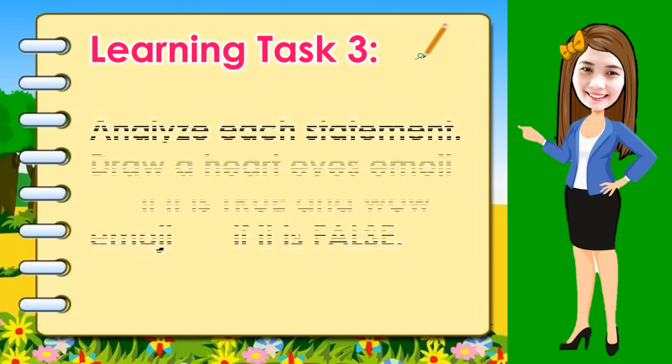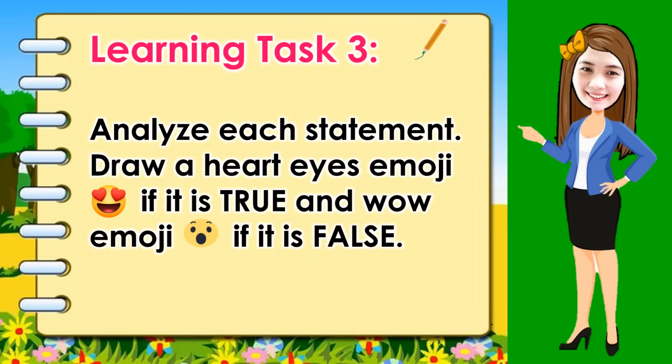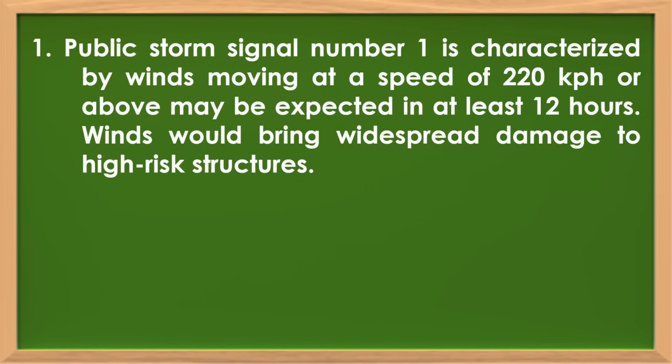Learning Task 3. Analyze each statement. Draw a heart eyes emoji if it is true, and a wow emoji if it is false. Number 1. Public Storm Signal Number 1 is characterized by winds moving at a speed of 220 km per hour or above may be expected in at least 12 hours. Winds would bring widespread damage to high-risk structures.